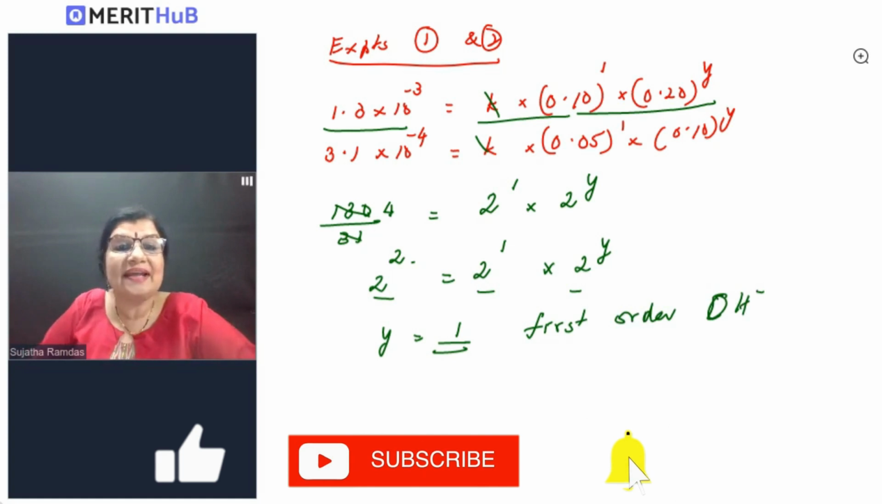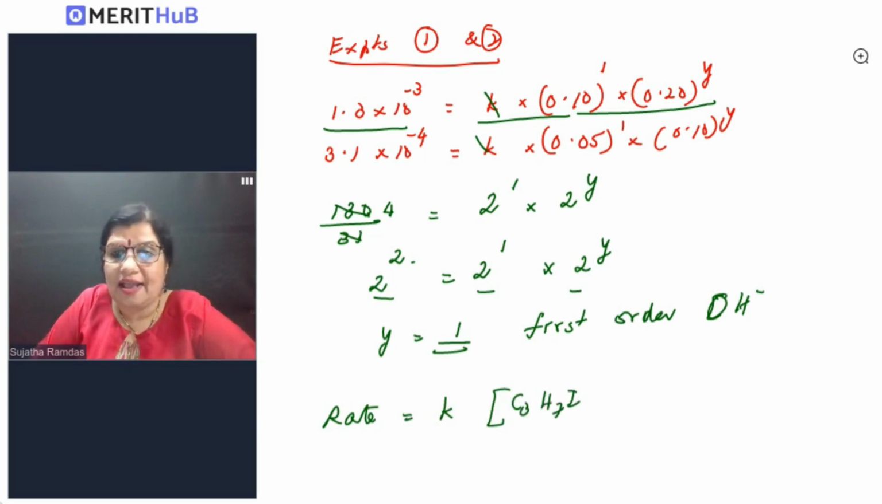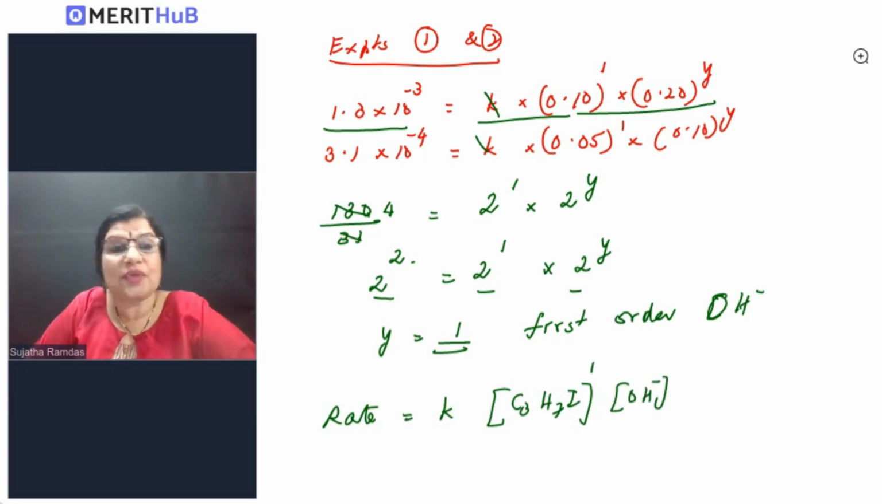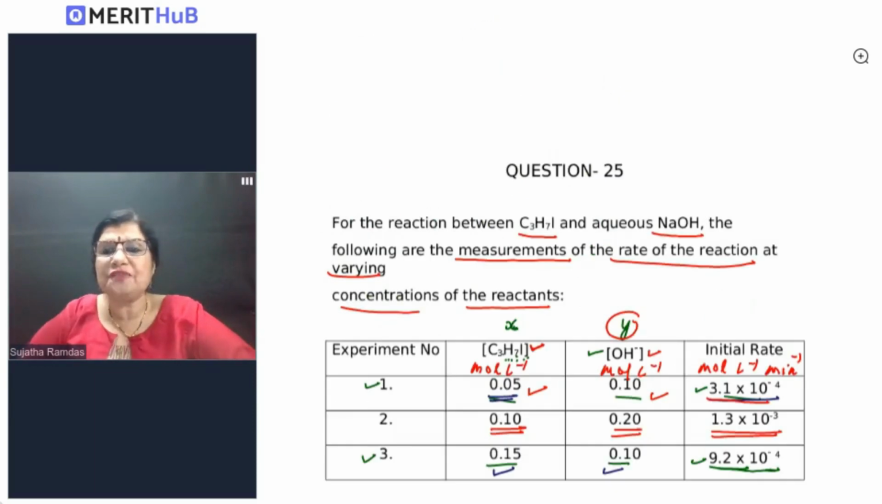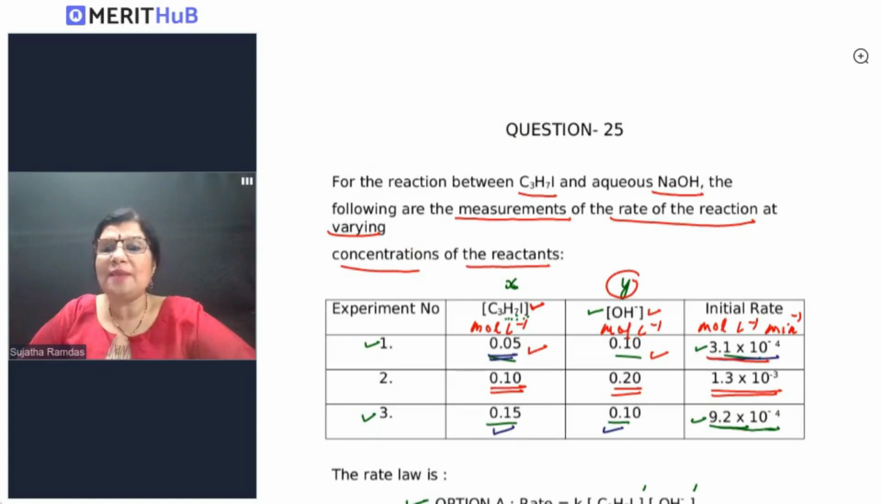So now what is the final rate law expression? Rate is equal to K into the concentration of C3H7I to the power of X, which is 1, into the OH minus concentration to the power of Y, which is also 1. You don't have to show 1 in the rate law. So what is the correct option? The correct option would be option A, where both the orders are 1. And the overall order of this reaction would be 1 plus 1, 2. And therefore, this would be a second order reaction. Okay, so that is about question number 25.